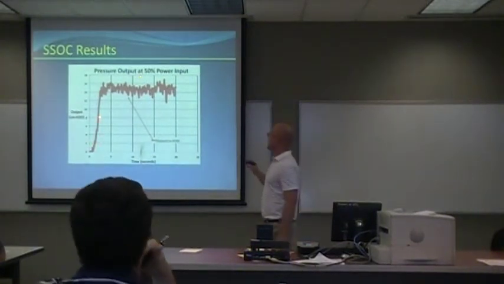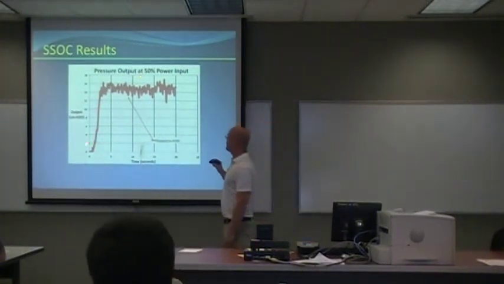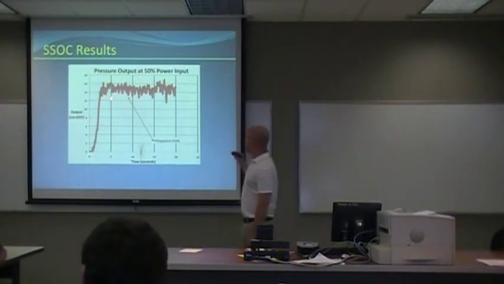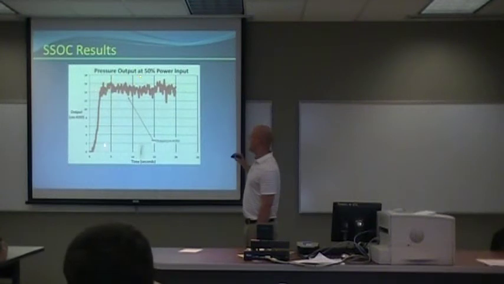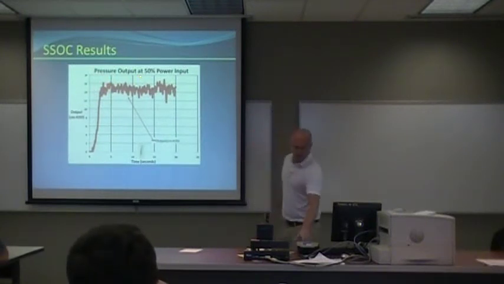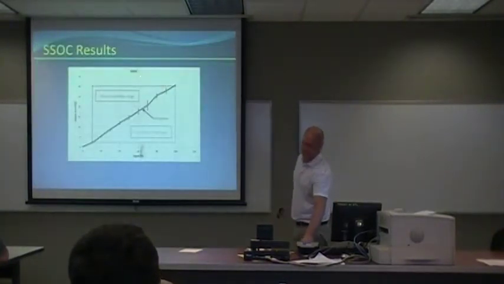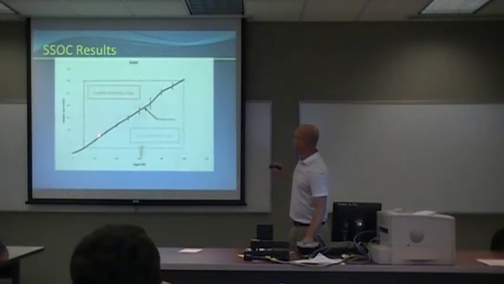This is an example graph for how we obtained our steady state operating curve. This is a pressure output, 50% power input. As you can see, it goes up and kind of levels off right there, about 15 centimeters of water. We only collected data from this section right here where it's stable. We ignored all this because this isn't a system in steady state. We use these data to obtain graphs like this.